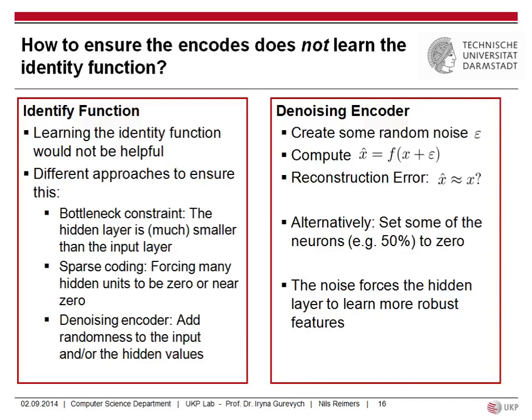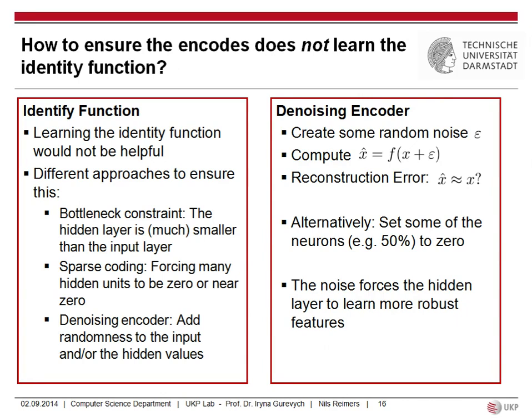So there are different ways how you can avoid this. The first one is the bottleneck constraint. The hidden layer is much smaller than the input layer. So you have, like, 1 million pixels as input, and you constrain it to, like, 1,000 hidden units. So it needs to reduce from 1 million inputs to 1,000. Then there's sparse encoding, where you force many hidden units to be 0 or near 0. And there's a denoising encoder, so you add randomness to the input and/or to the hidden values.